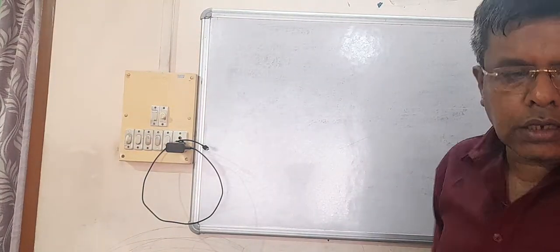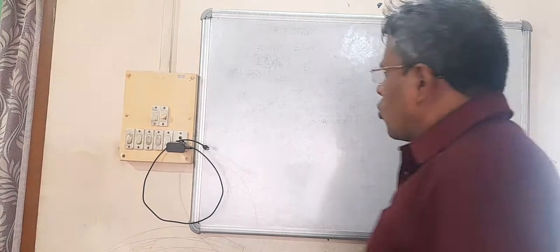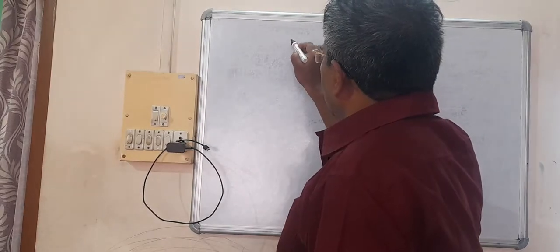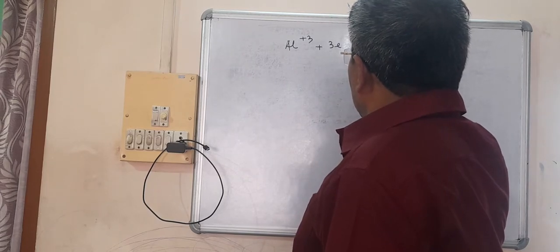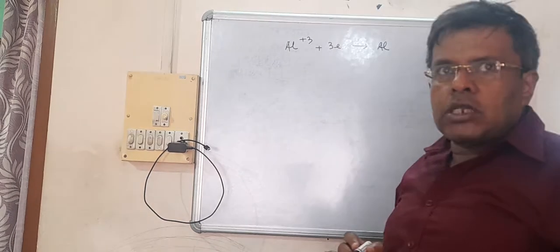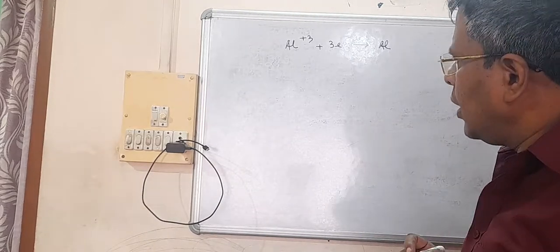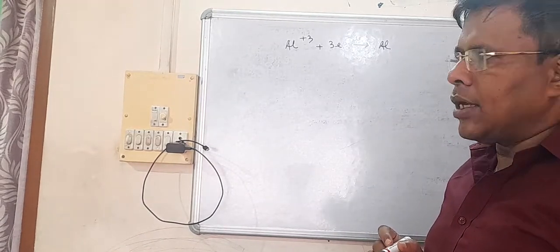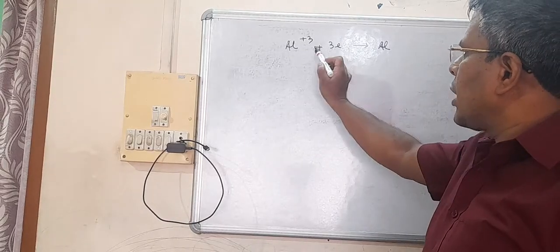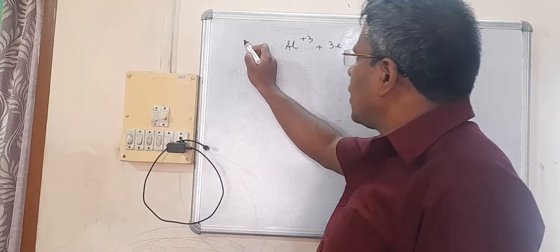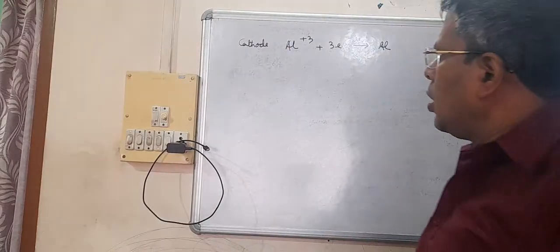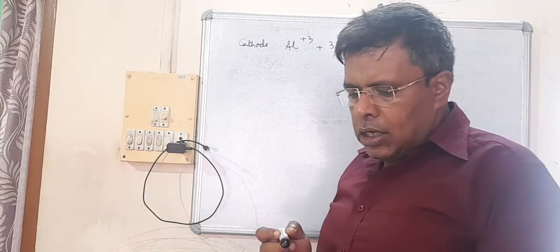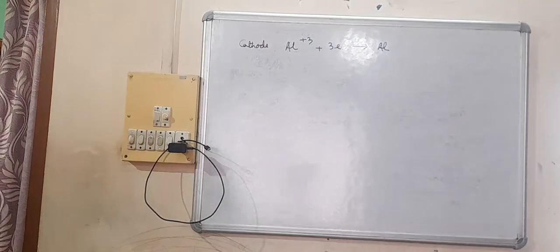Suppose in a certain electrolytic cell, this is the process taking place at the electrode of an electrolytic cell. Now certainly you know this is reduction. This reduction will take place at the cathode. In the cathode of the electrolytic cell, this reaction will take place.